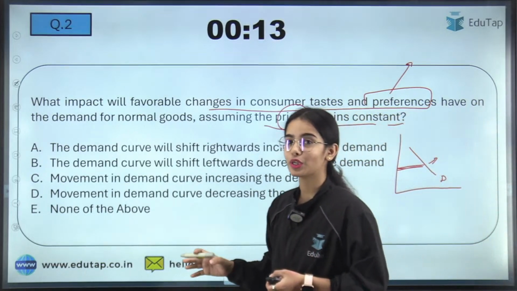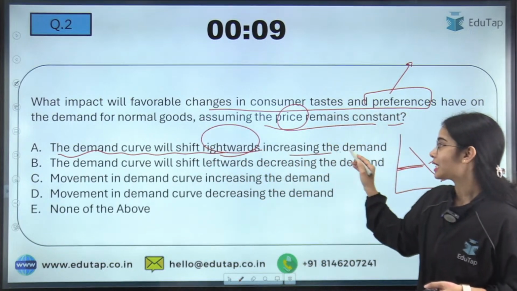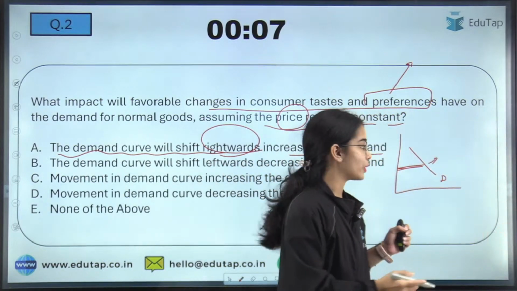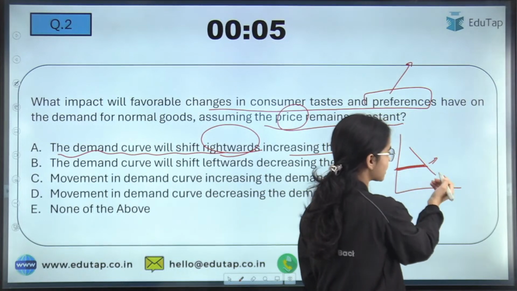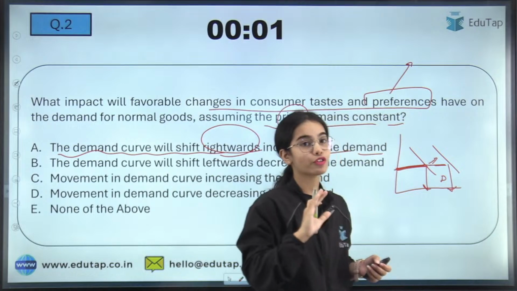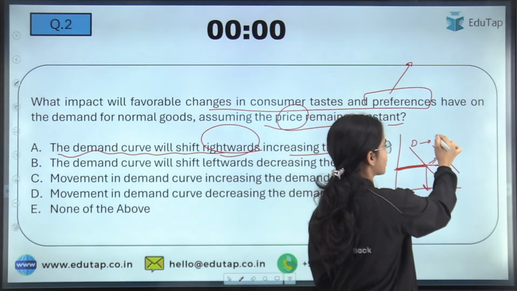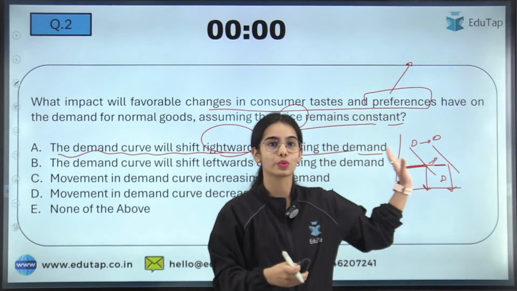Your demand curve is going to shift rightwards. The demand curve will shift rightwards, increasing the demand. So your demand is going to increase at the same price. Price is not changing, so only your demand is changing. Your demand is increasing because of the favorable changes in your taste and preferences. So the demand curve is going to shift rightwards.